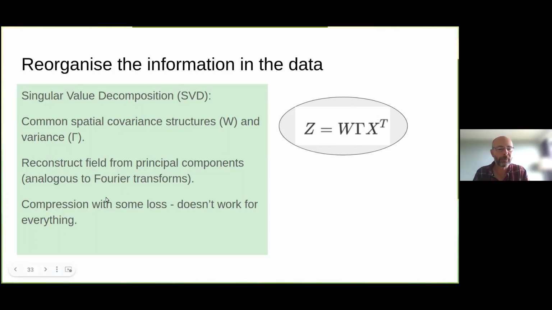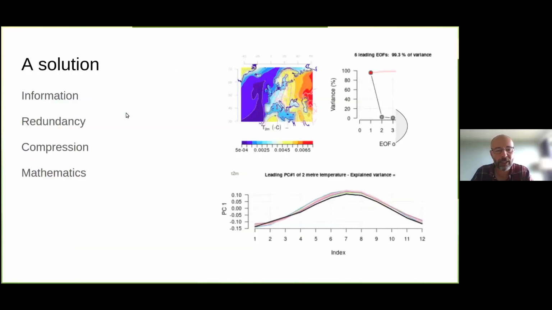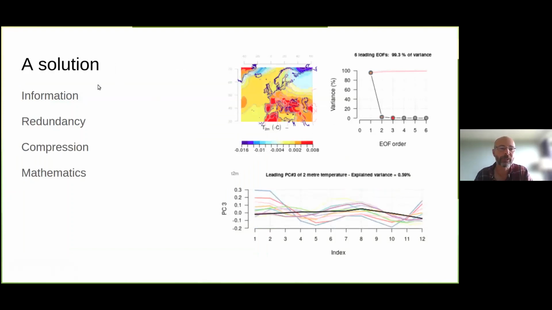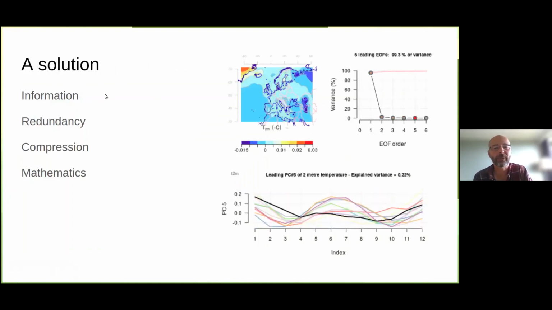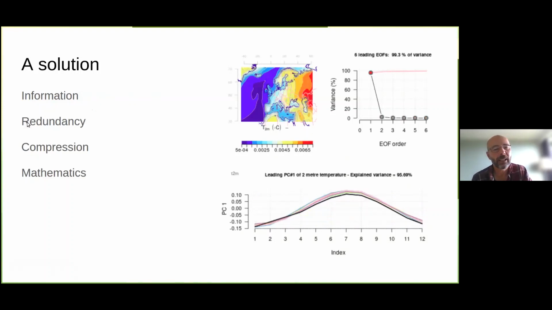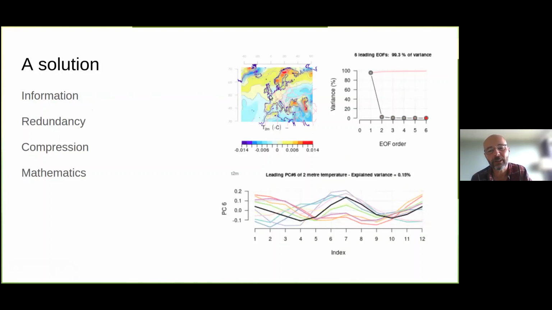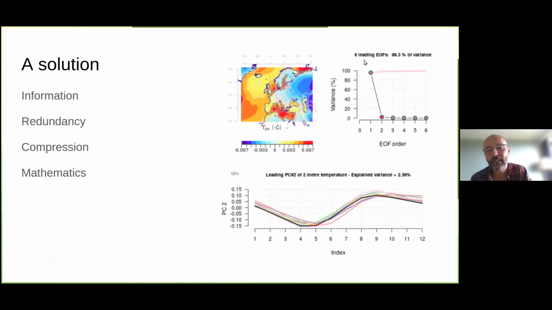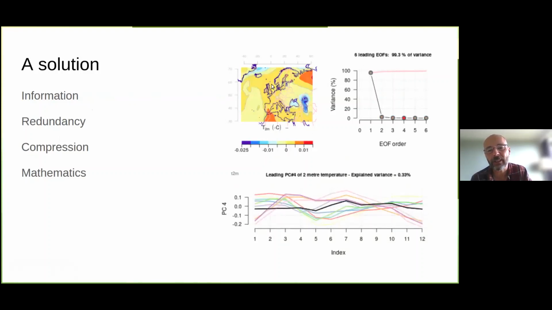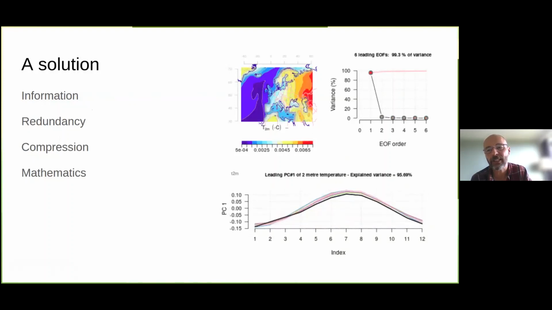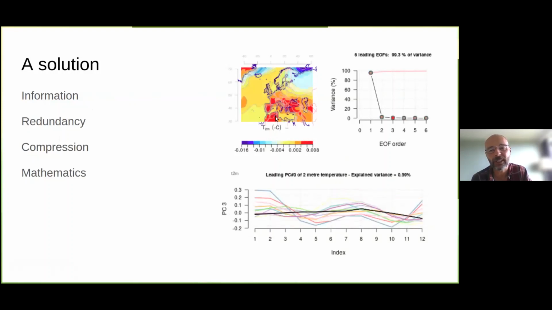And it's a compression with some loss, and it doesn't work for everything, but it works fairly well, at least when you want to visualize the data online. This is a bit similar to what a JPEG does for photographs. So this is one solution. Basically, we work on information, and the redundancy means that these maps are recurring. So the first map here explains most of the variance, and these are the 6 maps that explain 99.3% of the variance of this data set here.